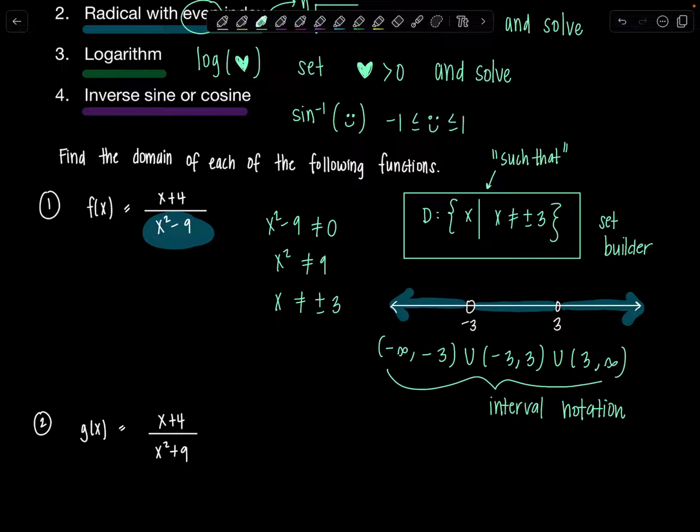All right, perfect. Let's look at the next example. Here we have g of x equals x plus 4 over x squared plus 9. Very similar to f of x. Only difference is, yes, I see variables in the denominator. It's just we have x squared plus 9 and the other one was x squared minus 9.